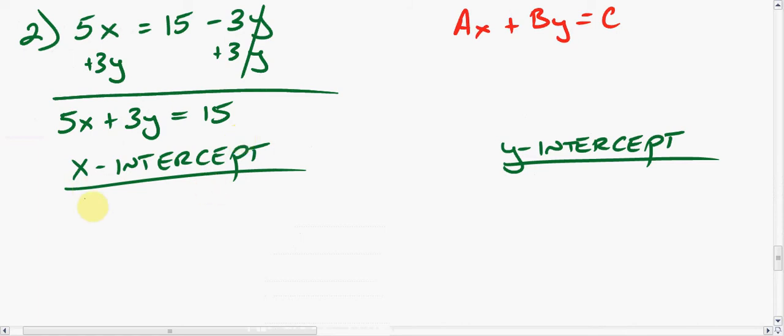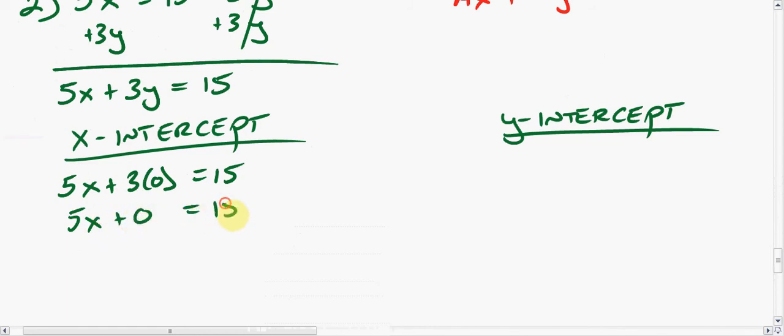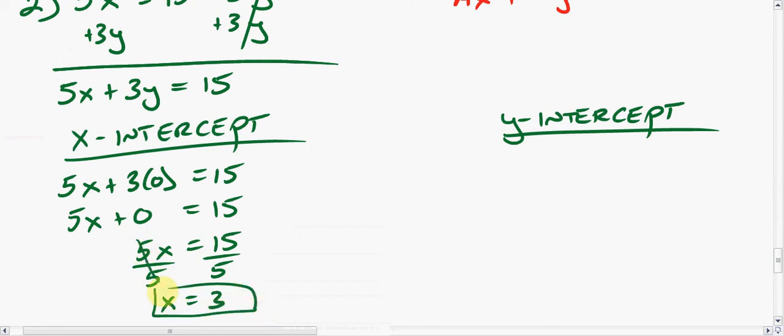To find the x-intercept, remember I'm going to substitute in 0 for y. So I've got 5x plus 3 times 0 equals 15. 5x plus 0 equals 15. 5x plus 0 is simply 5x equals 15. I'm going to divide both sides by 5. And we get x equals 3. There's my one intercept. My x-intercept is (3, 0).